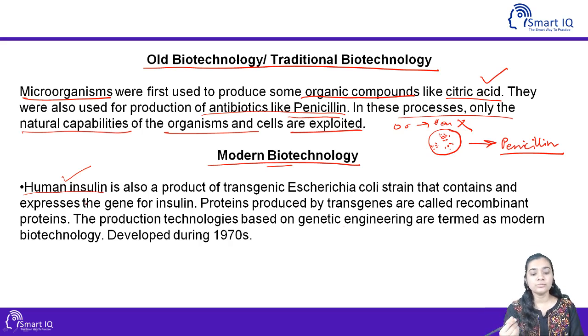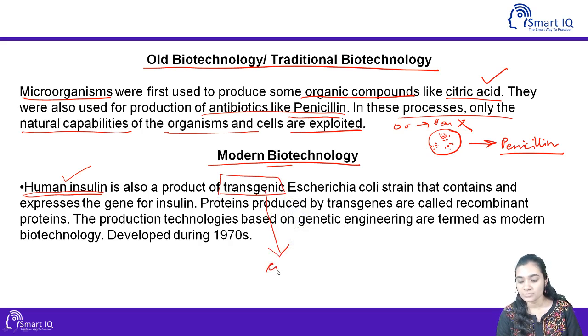I hope you do realize how important it is to produce the insulin hormone in large scale or industrial scales. So human insulin production is a product of transgenic. Now, transgenic, what is a transgene? Transgene is a combination.